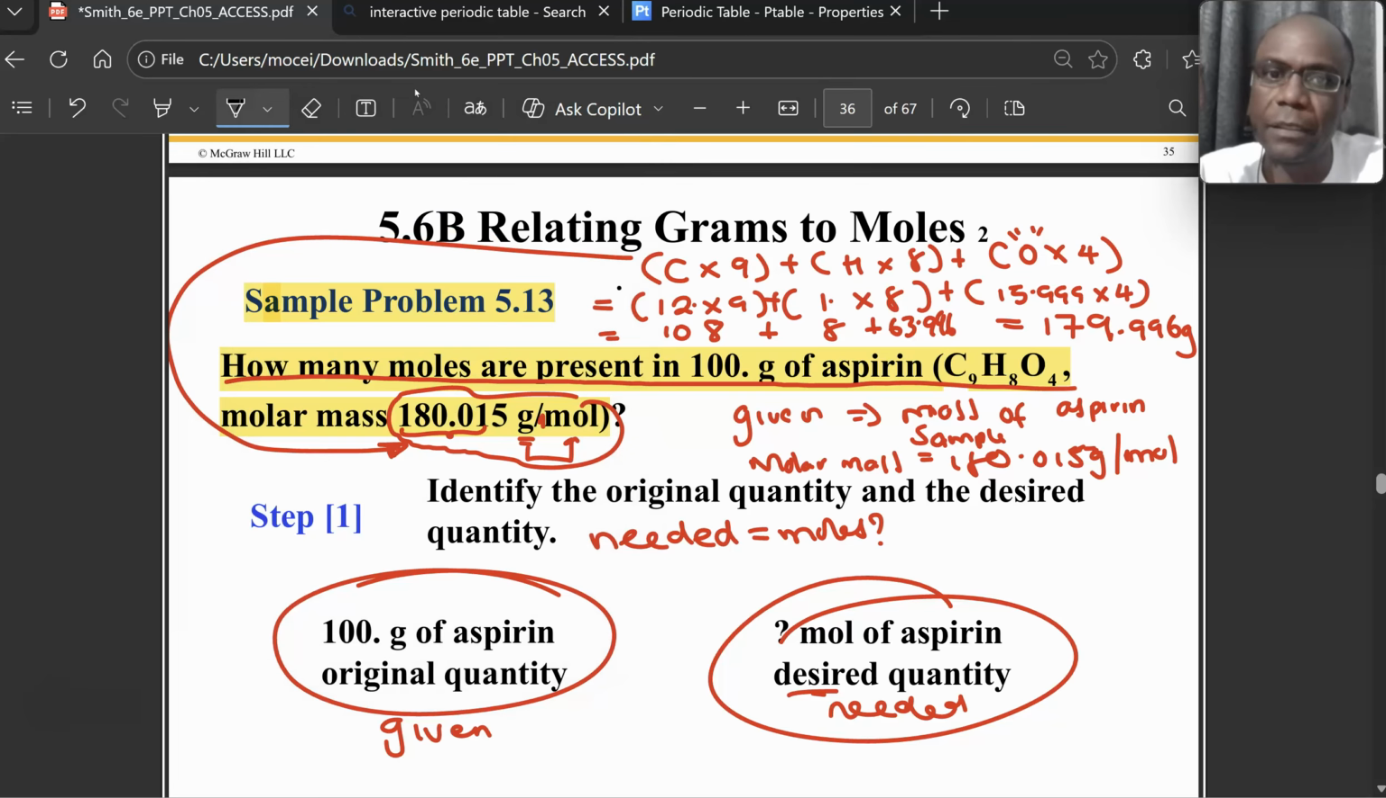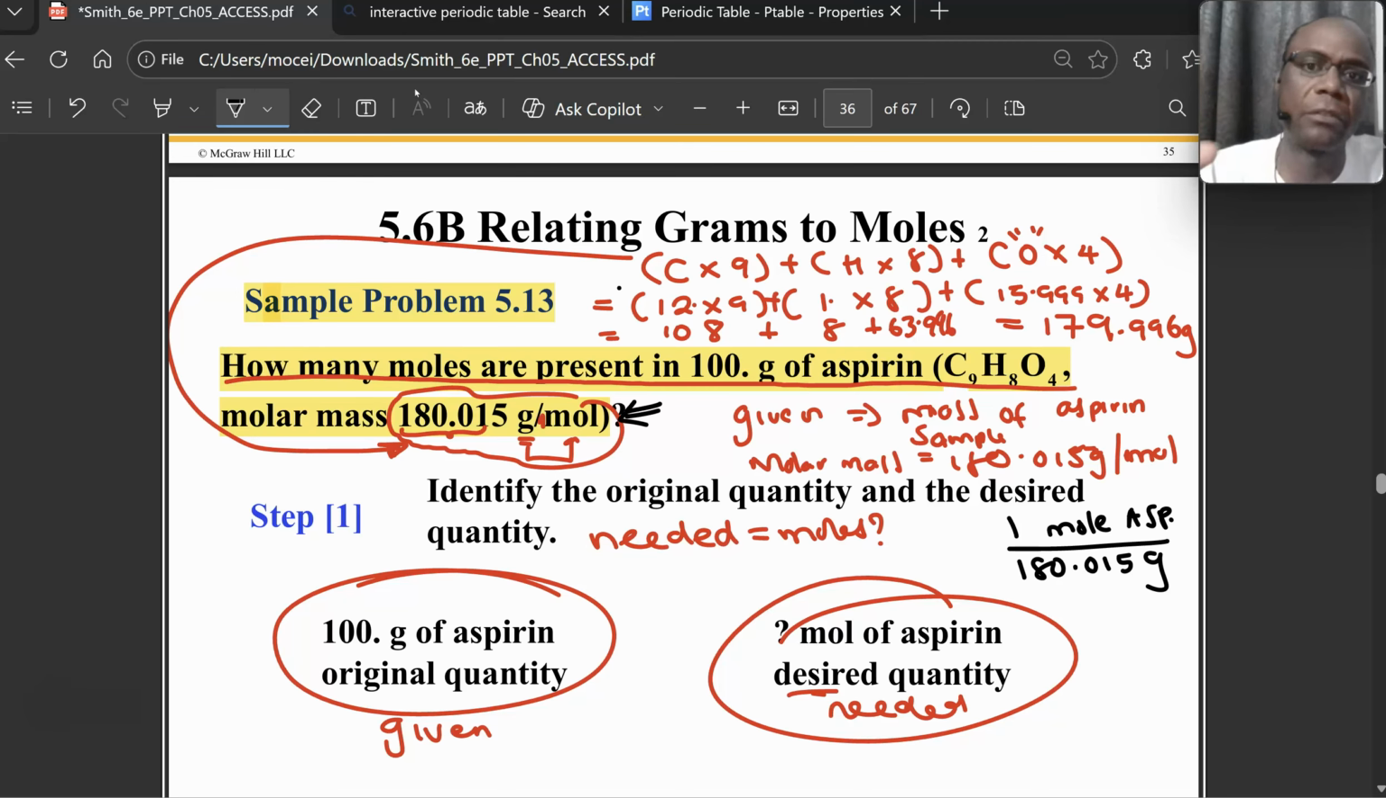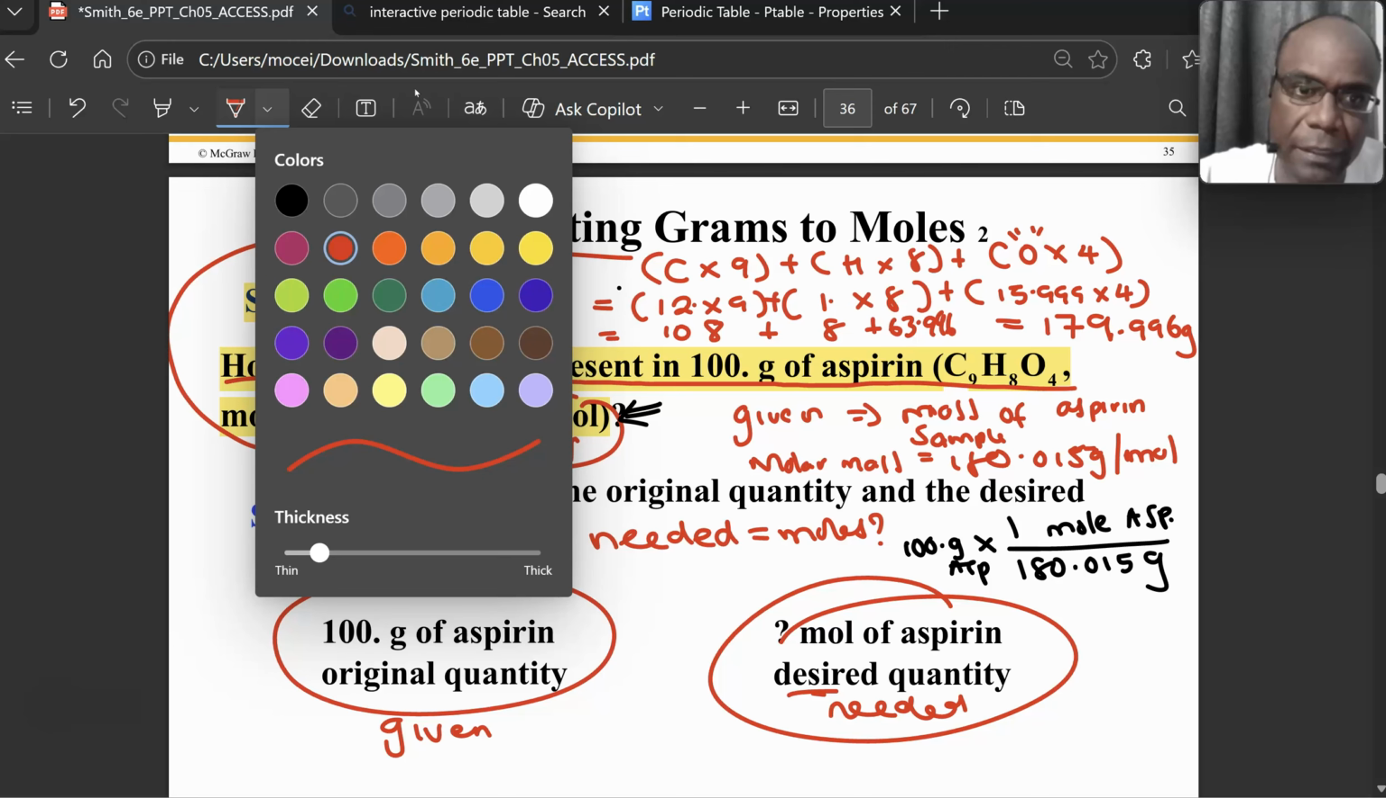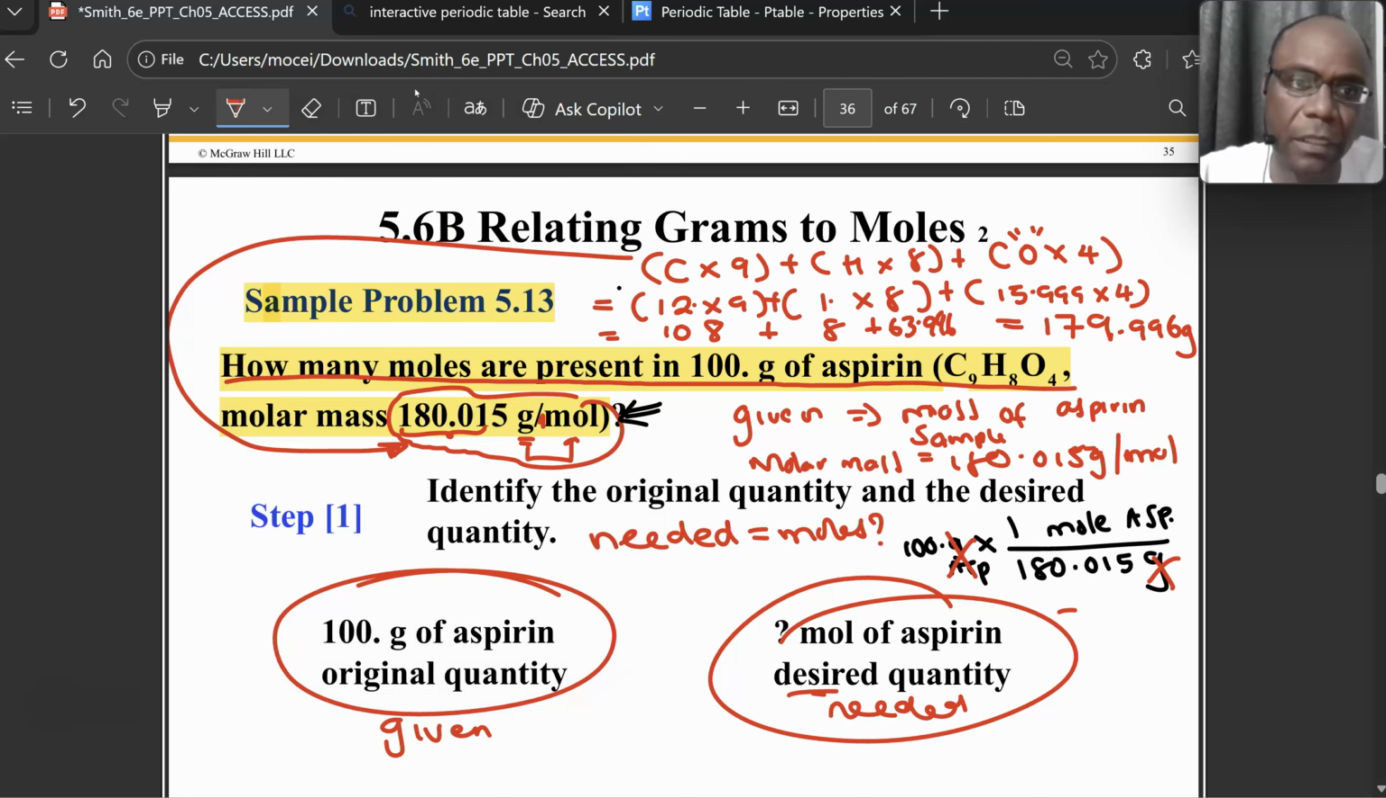Now, since I'm looking for moles, what I'll use as a conversion factor is that 1 mole of aspirin has a mass of 180.015 grams, which is just what you're given here, 180.015 grams per mole, but I'm switching it to moles per gram. Then I can multiply this by the grams given in the question, 100 grams of the aspirin. That is a quick setup, and you'll see it in the next slide. This way the grams and the grams will cancel, and all you're left to do is the math to find your answer. So let's see.